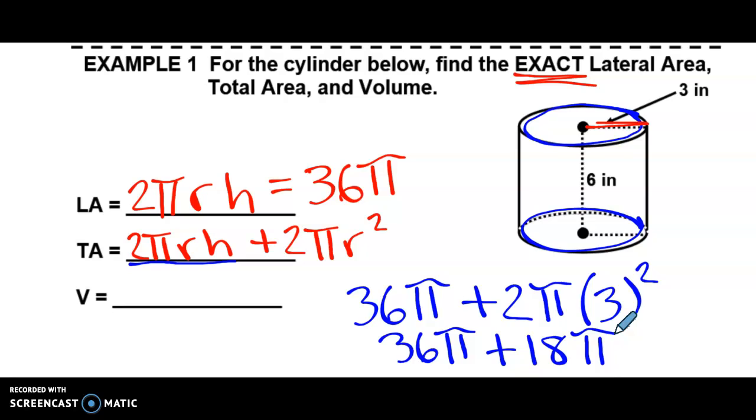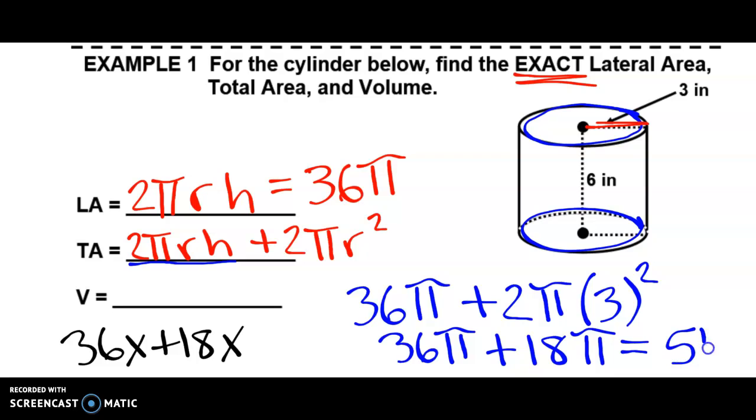And here's what I mean by adding it like a variable or an x. If you had the problem 36x plus 18x, you guys know what to do. You just add the numbers and then the x just kind of tags along. We're treating the pi in this case the same way, and so we're just going to add that 36 and the 18 together, and you end up with 54, and then the pi just kind of comes with it. So we don't have to worry about multiplying it by pi or anything like that, and we're just going to leave my answer as 54 pi.